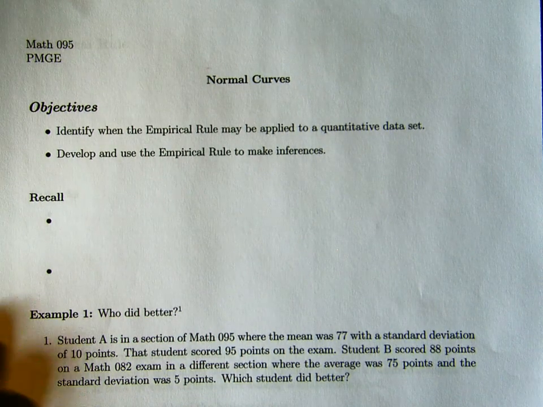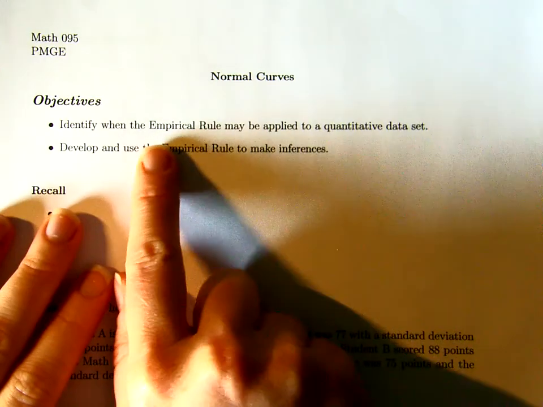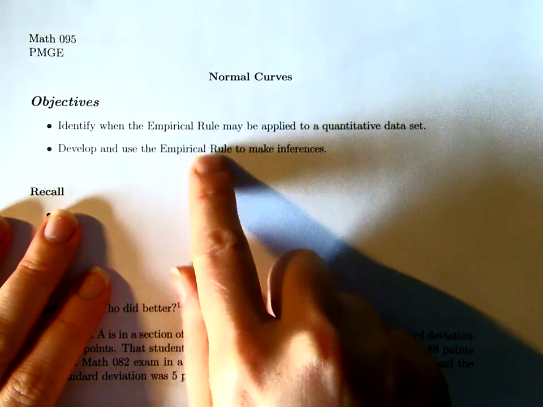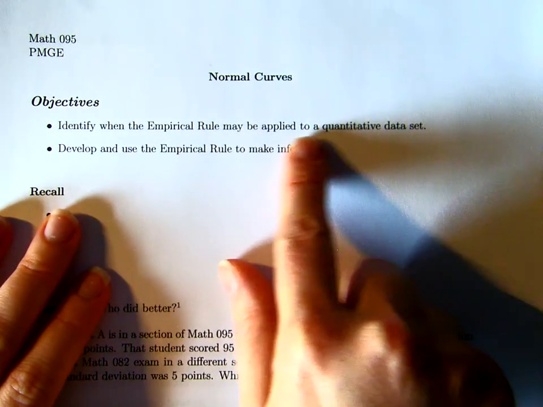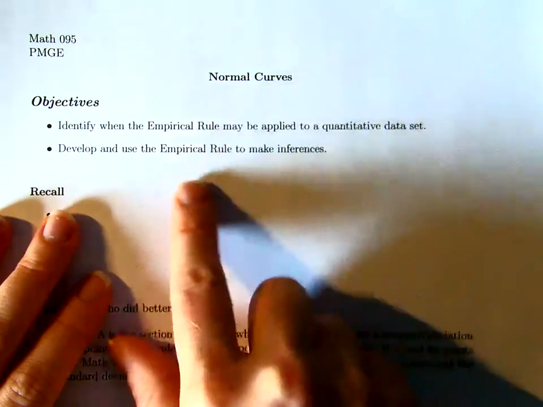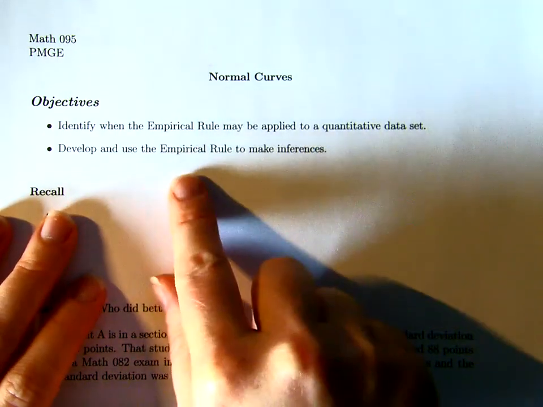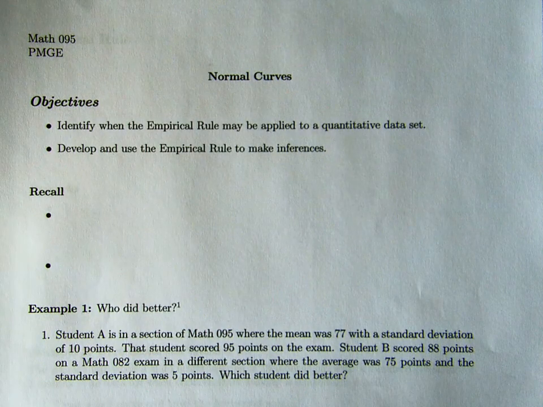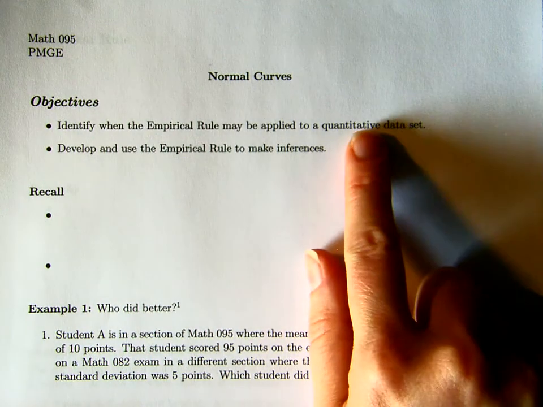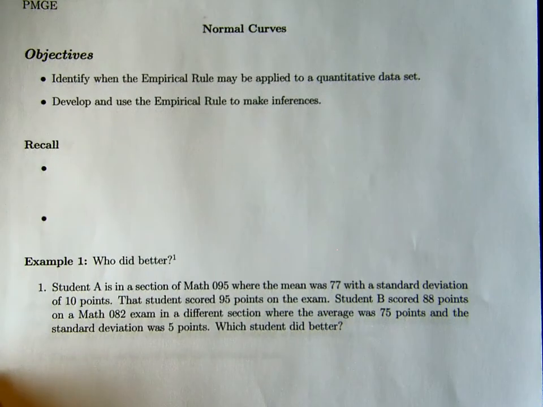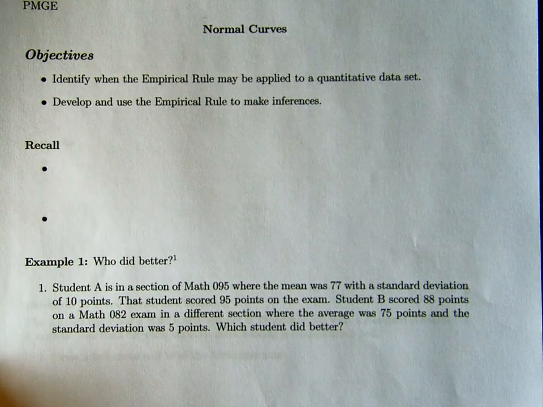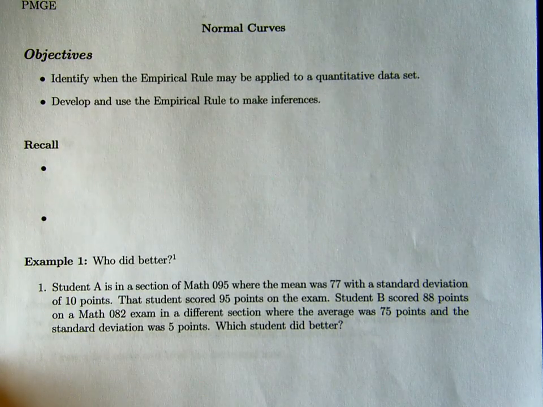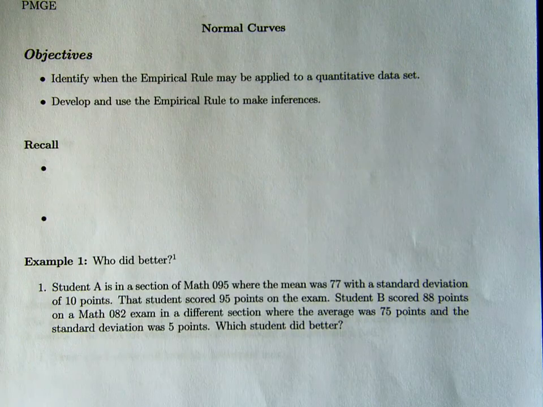Okay? So we will identify when we can apply the empirical rule and call something normal, and we will develop and use the rule for normal curves. Okay? And again, this is all for quantitative data, because in order to have a histogram, you have to have numerical measures as your data set.